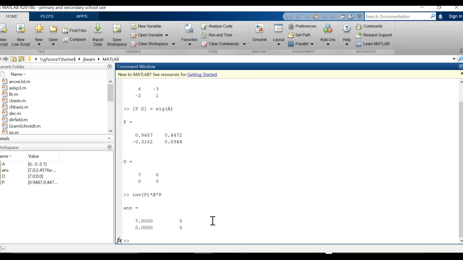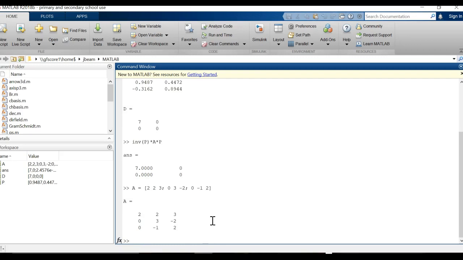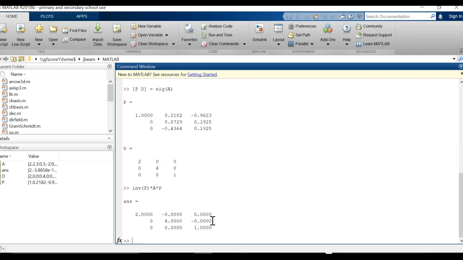Okay, so there's a bit of a correlation between these two. For problem 2, it's just as simple as punching in 2, 2, 3, 0, 3, -2, 0, -1, 2, right? And then taking [P, D] equal Eig A, and then you get the D matrix there, the P matrix there. And again, if I were to do that, you'll see that the diagonalized matrix here of eigenvalues is the same as inverse P A P.